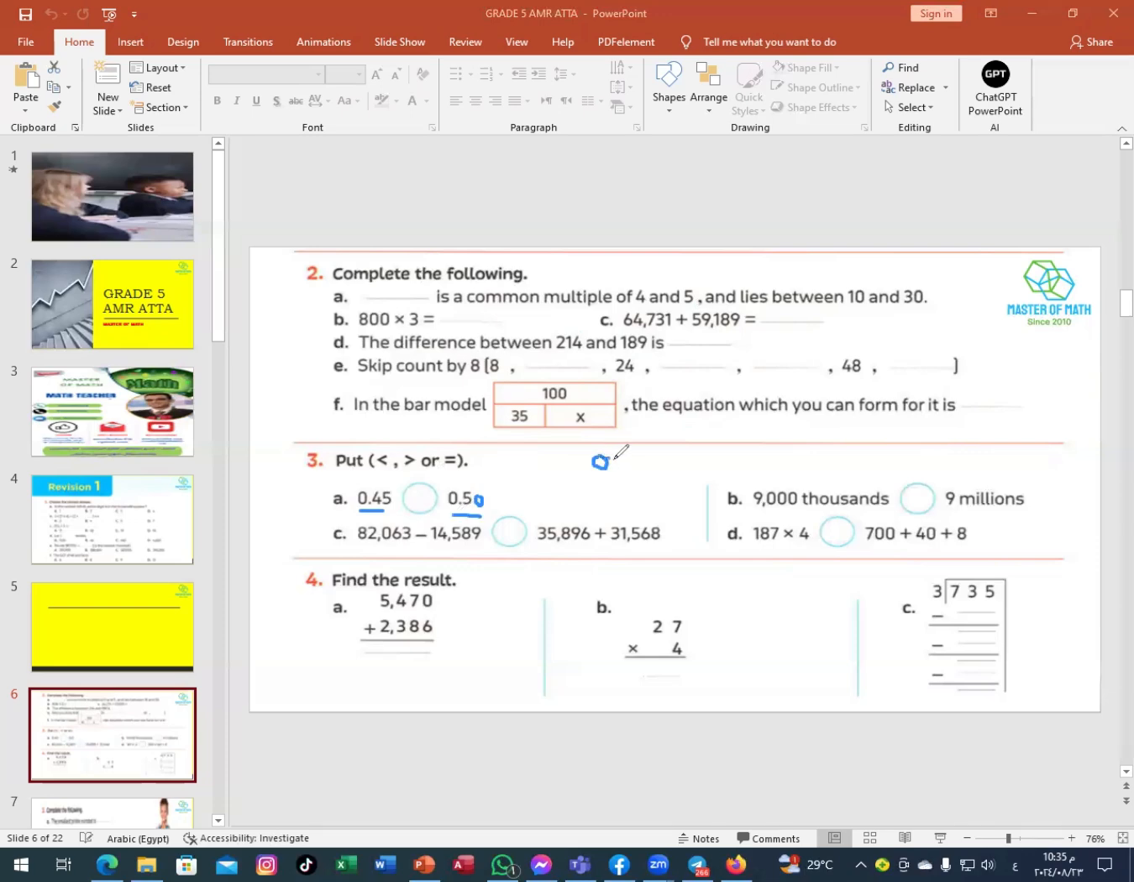So we said in the previous year, 5 tenths is equal to 50 hundredths, equal to 500 thousandths, and so on. When we put many zeros on the right of the number, the value doesn't change. So the answer is, this is 45 and this is 50. So 50 is greater than 45. Okay.